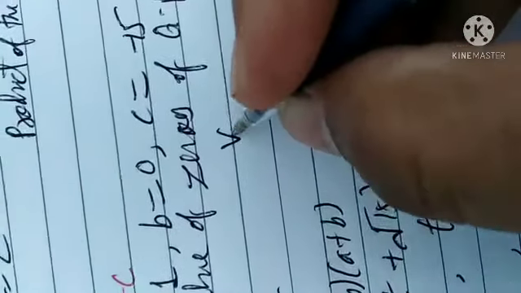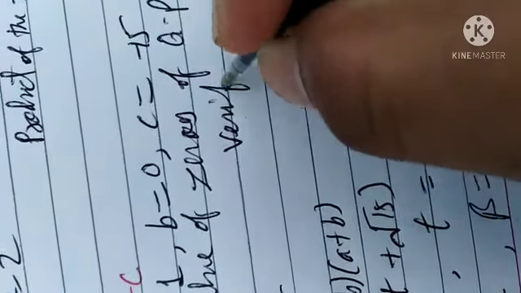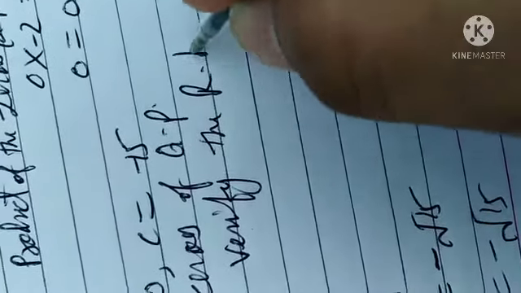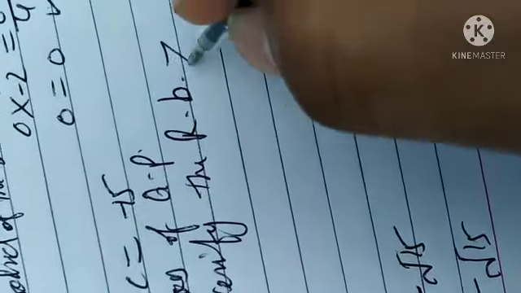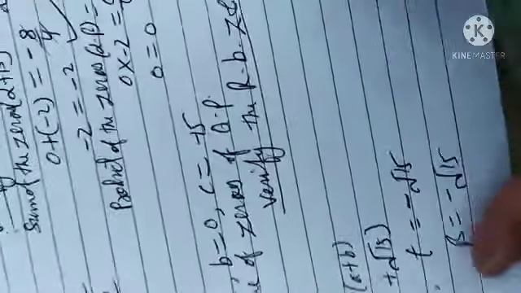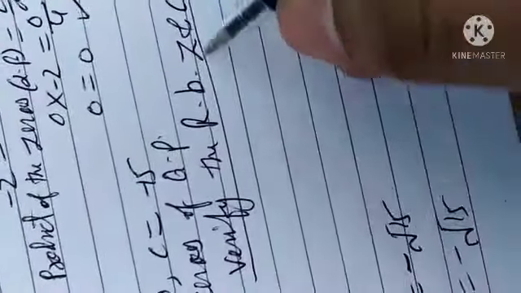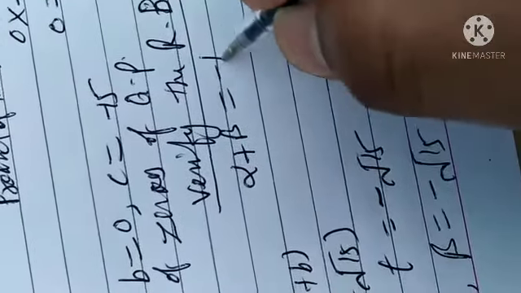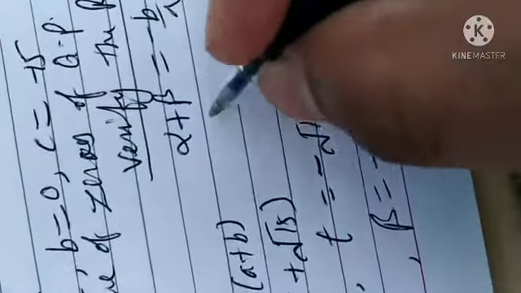Now we have to verify the relationship between zeros and coefficients. I am writing in short way because we don't have time to write whole language. Okay, relationship between zeros and coefficients. So first write down alpha plus beta. Alpha plus beta is equal to minus b upon a. And what is alpha value here? Under root 15. So write under root 15.